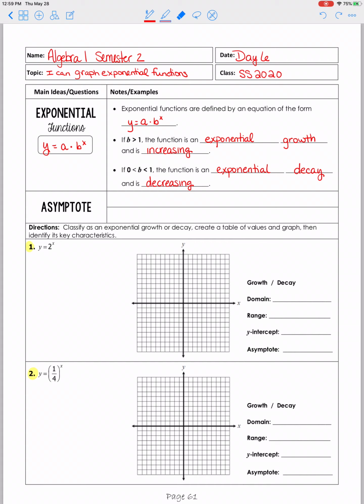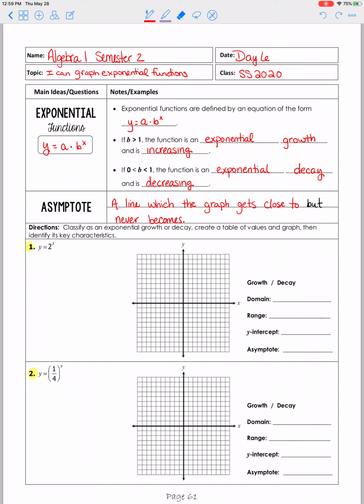Exponential functions have what we call an asymptote. An asymptote is a line which the graph gets close to but never becomes. So the graph just approaches that line. It's going to get very, very close to the line, but it's never going to become the line.